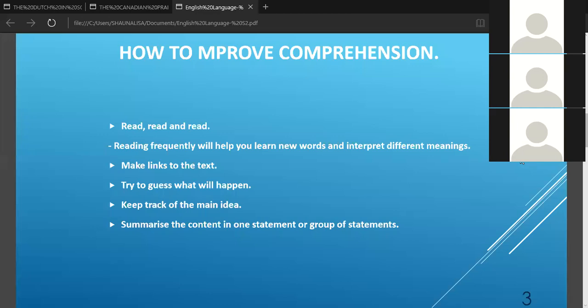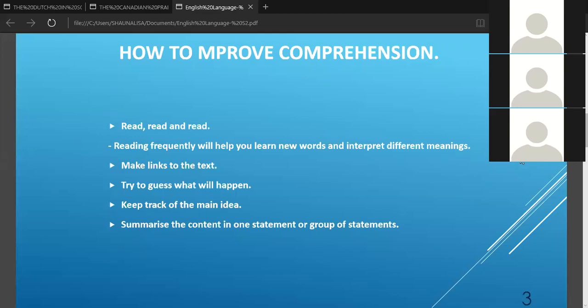So how to improve comprehension? How do we improve comprehension? We improve comprehension by reading and reading and reading. There are as many words in this world as there are names and people and things. But how do we learn all these words and put them in context? It is by reading and reading.